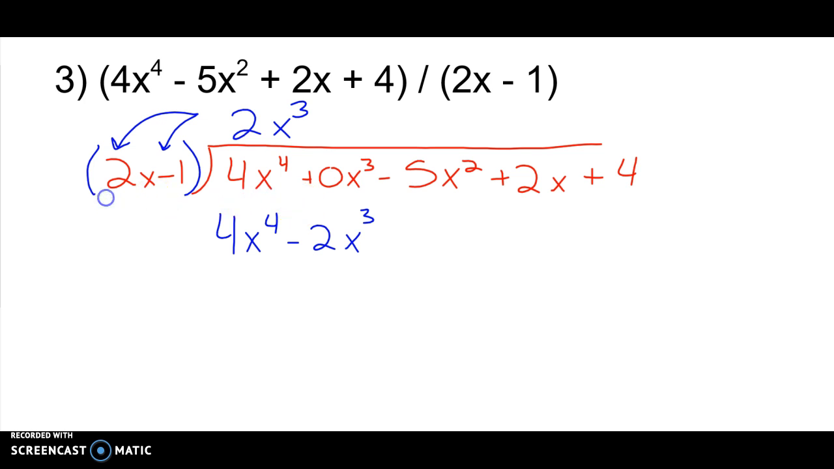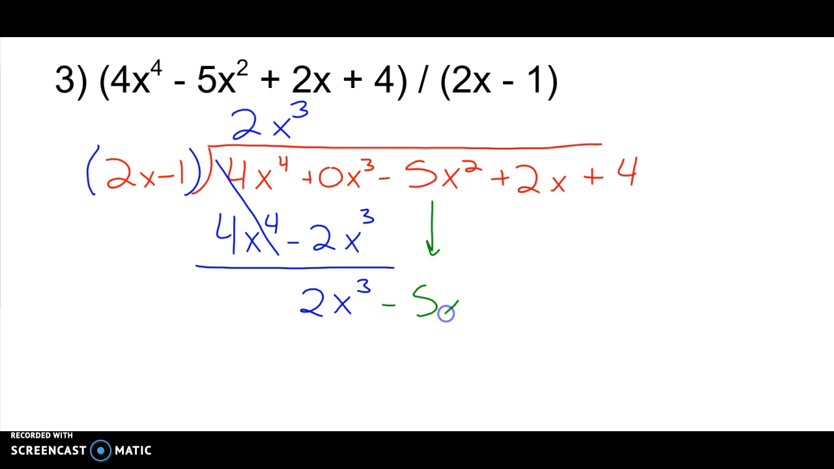And then, what do we do? We subtract. We subtract down. What is 4 minus 4? 0. Now, this is the part that people usually mess up. They just do 0 minus 2 and they get negative 2. But it's 0 minus negative 2, which is what? Positive 2x cubed. And then we bring down the next term, negative 5x squared.